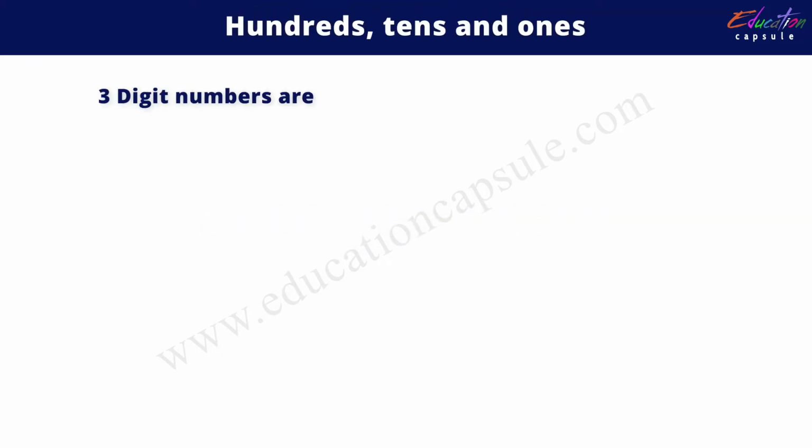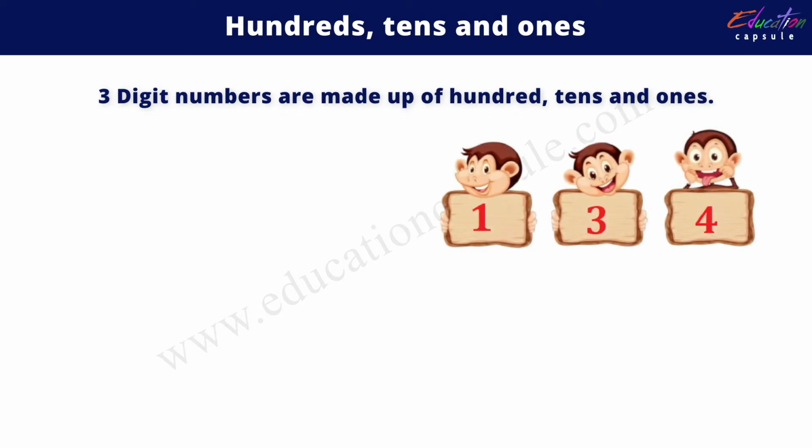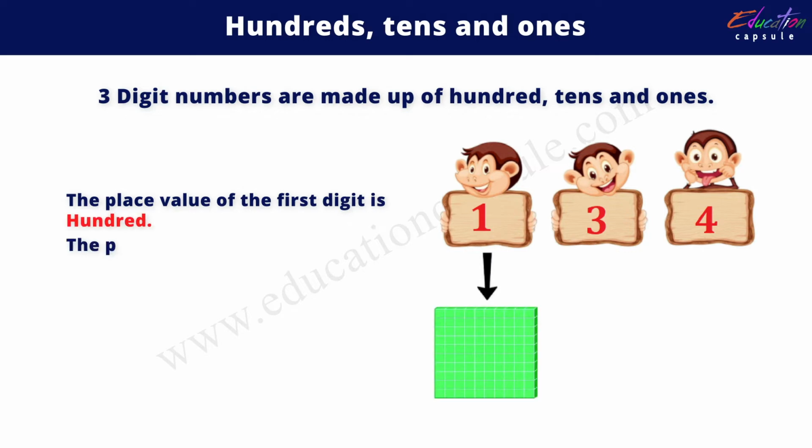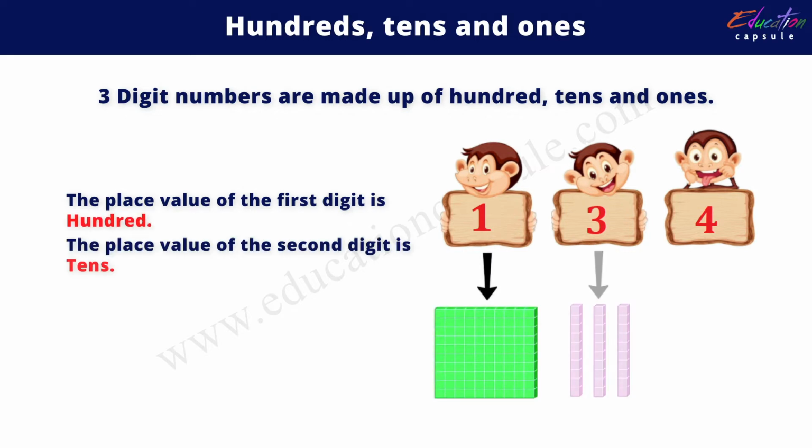Three-digit numbers are made up of hundreds, tens and ones. The place value of the first digit here is hundreds. The place value of the second digit is tens, whereas the place value of the third digit is ones.